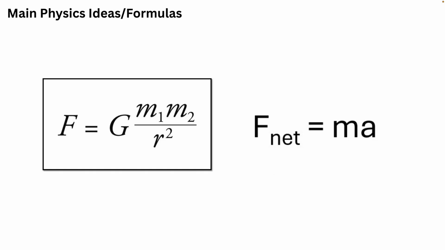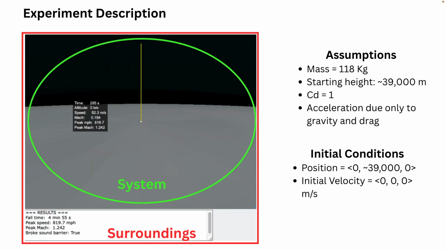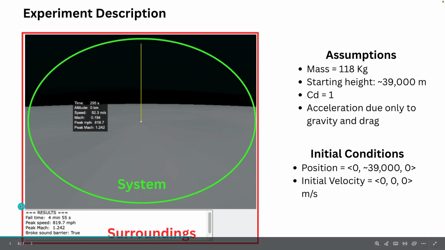So, just getting into the main physics ideas and formulas. This is the law of universal gravitation formula, and then Newton's second law formula. So the experiment description: this experiment is run entirely in GlowScript. You can see the entire system, the Earth, and then Felix is the smaller dot there in the middle, and you can see his vector line there indicating how he fell. And then there are some numbers at the bottom that describe the entire experiment simulation.